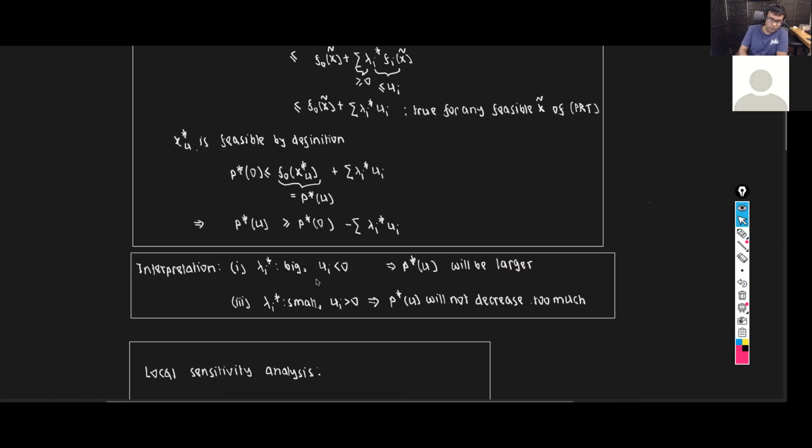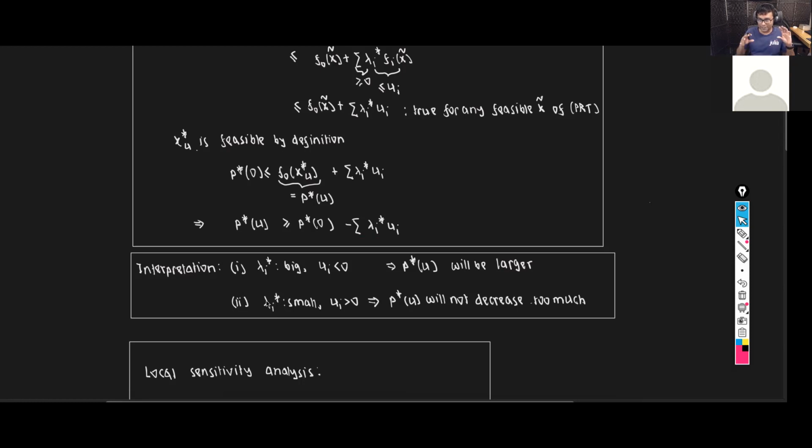Okay, so now the other case. I don't know why I wrote 3, it should be 2. The other case is lambda_i star is very small. You solve the unperturbed problem, primal and dual, and you find that lambda_i star is very small, and u_i is positive. Positive means you are relaxing the budget, right? So you have more room to optimize now, so your p star u is going to decrease.